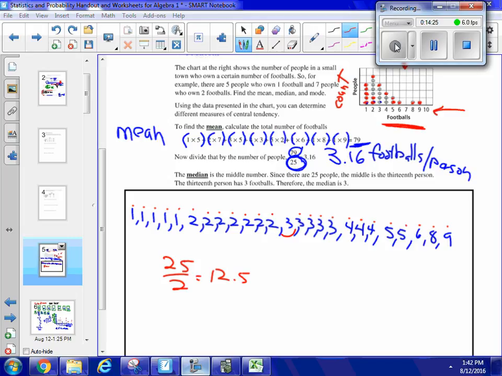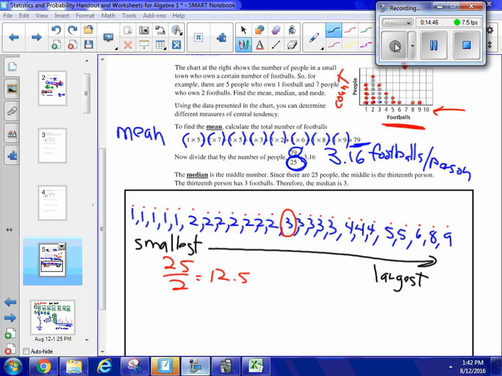Now the super important thing to remember about the median is that when you get your data, you have to organize your data from smallest to largest. If you just have them randomly, then you're not going to be able to find the median. You need to have them from smallest to largest. Now somebody's going to say, what if I do it from largest to smallest? You can do that, but statistics is a part of mathematics too.